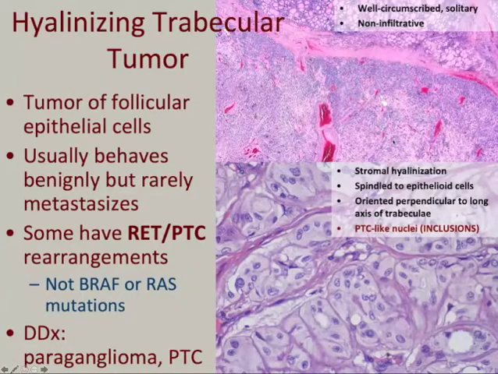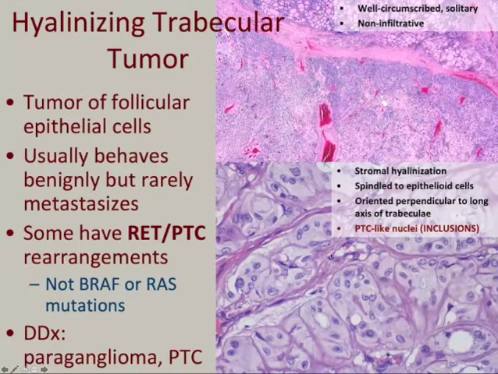So indeterminate malignant potential is hyalinizing trabecular tumor, which is of course of follicular epithelial cells, very well circumscribed, arranged in trabecular cords, but with characteristic nuclear features of PTC. Grooves, wrinkles, inclusions, right? So the trabeculae might make you think of a paraganglioma, but the nuclei make you think of PTC. So these can have RET-PTC rearrangements. Most of them do not have BRAF or RAS mutations.